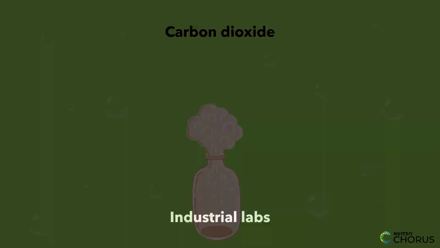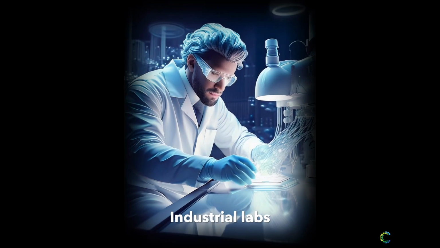Now, let's get a bit complex. In industrial labs, engineers use chemical reactions to make new materials. They must track every atom to ensure that nothing is wasted and the process runs smoothly.